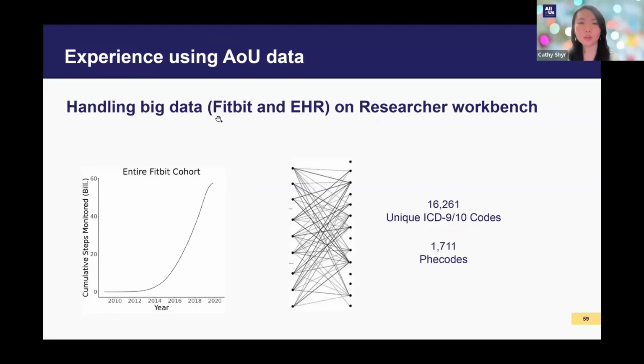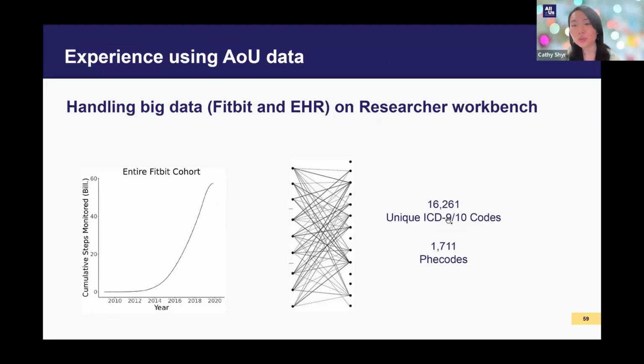So to give everyone, again, a high-level overview of the data types that the researchers were dealing with, again, Fitbit data at that time in 2020 had about 60 billion cumulative steps. And this is a very large scale, high dimensional data set.